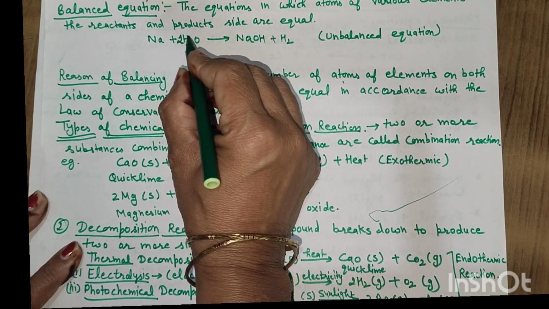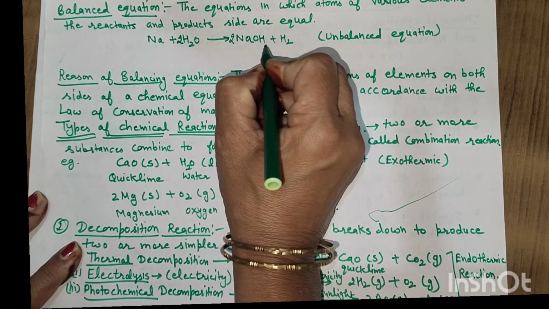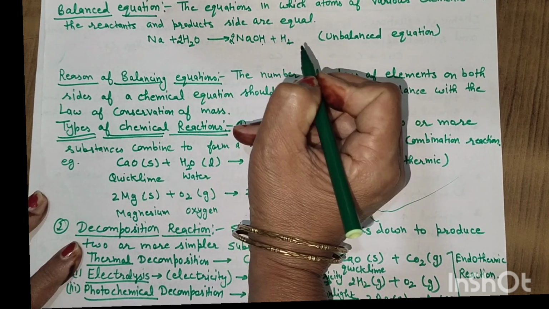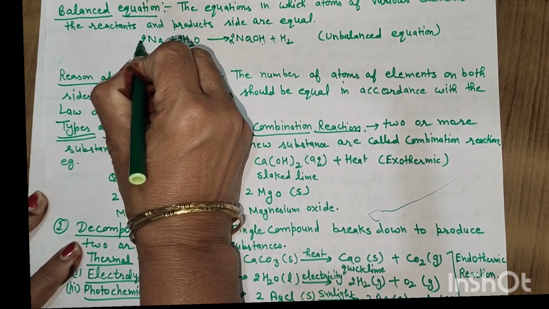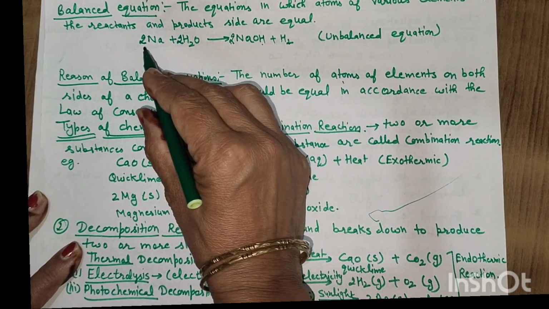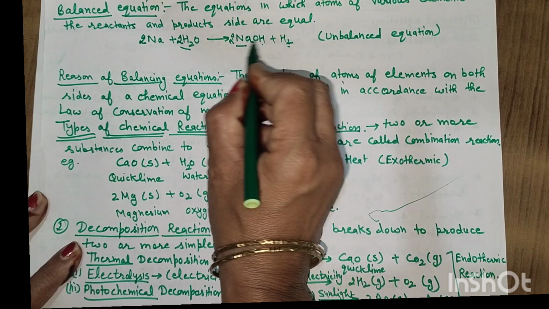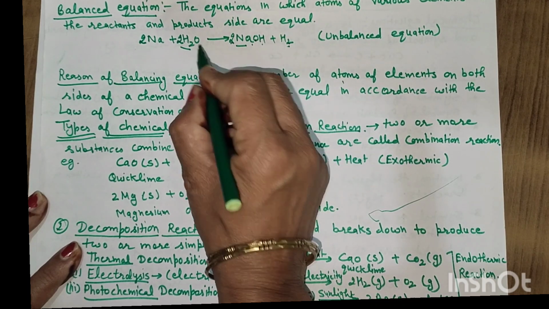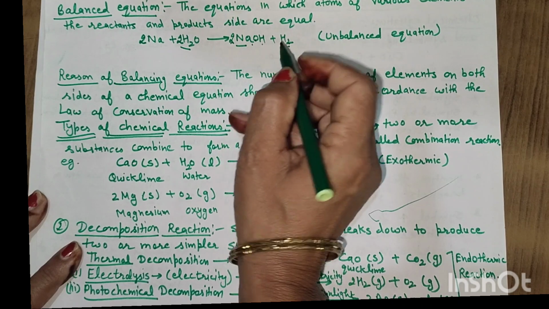then hydrogen is 2 and 2, that is 4. Here, sodium is 2, so write down 2 here. Now sodium is 2, hydrogen is 4, oxygen is 2 and oxygen is 2. Now this equation is a balanced equation.